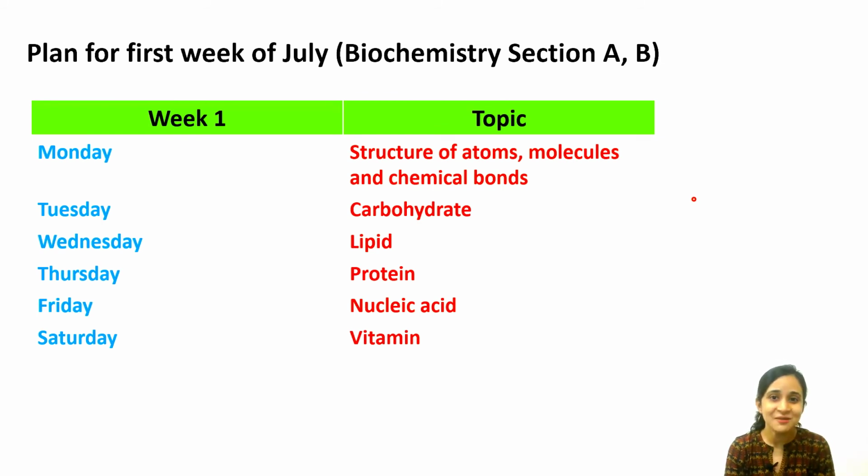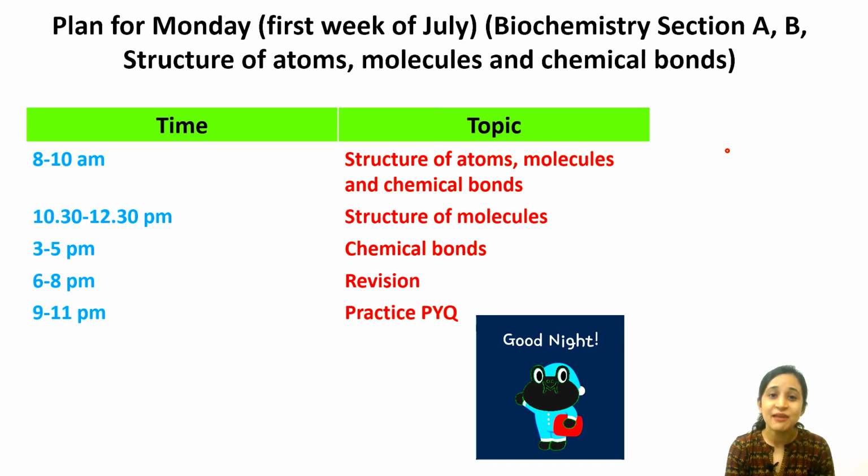So on Sunday night, plan for the next week. This is the example. See how it looks. It's not scary, right? If you plan right, it is very easy for us. So this is the first week plan for me. Monday, structure of atoms, molecules and chemical bonds. Tuesday, carbohydrate. Wednesday, lipid. Thursday, protein. Friday, nucleic acid, and Saturday, vitamin. These come under sections A and B. So that is my plan. And every night, plan for the next day. So this is the example.